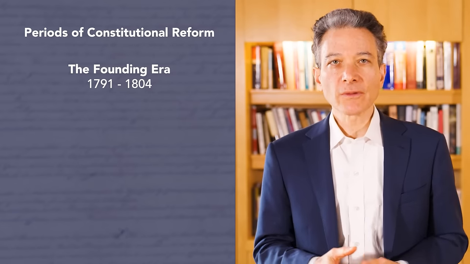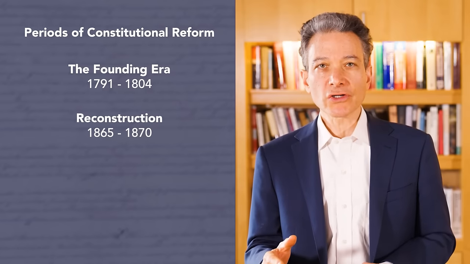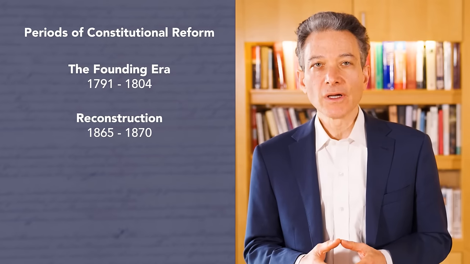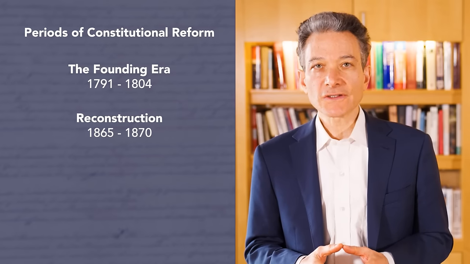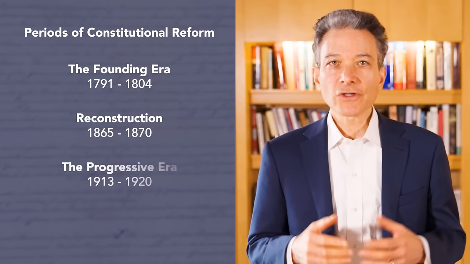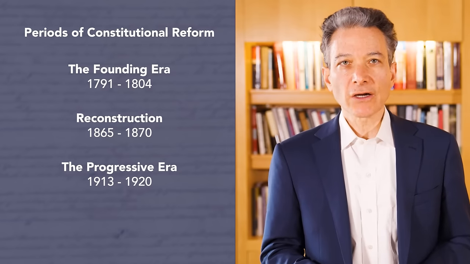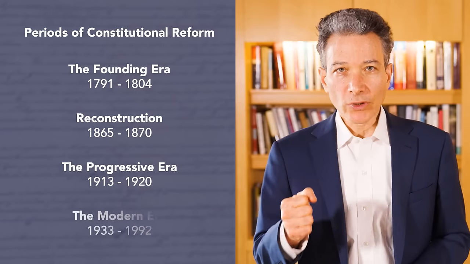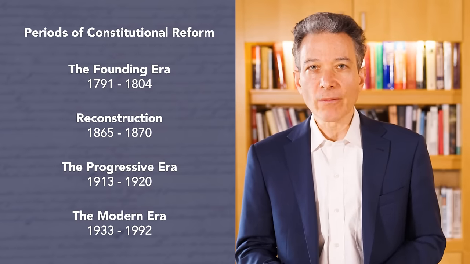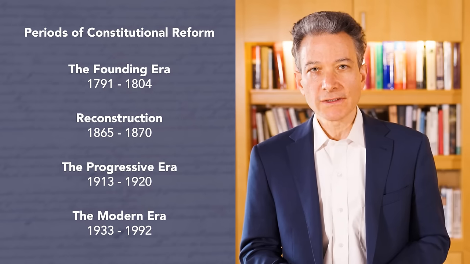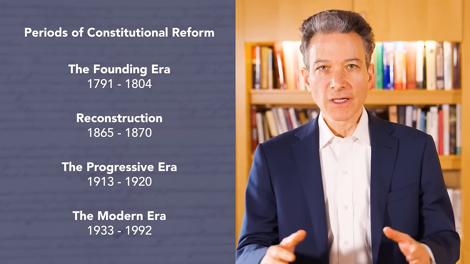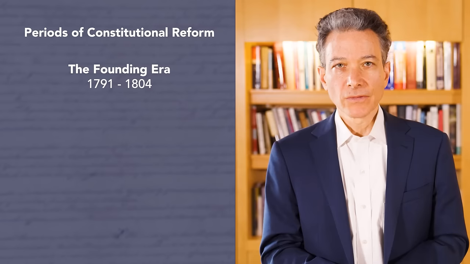Then we'll talk about the period after the Civil War, known as Reconstruction, which gave us the three constitutional amendments that some call our nation's second founding. Then we'll talk about the Progressive Era in the early 1900s, which gave us amendments 16 through 19. And we'll end up with a modern era, which added the remaining eight amendments between 1933 and 1992. Let's begin with the founding era.